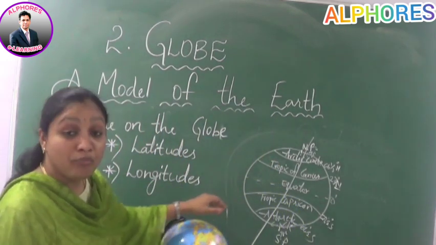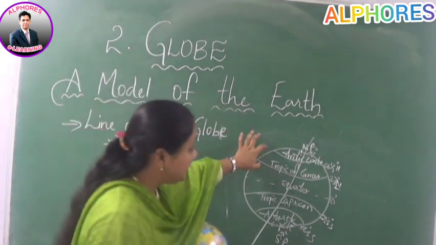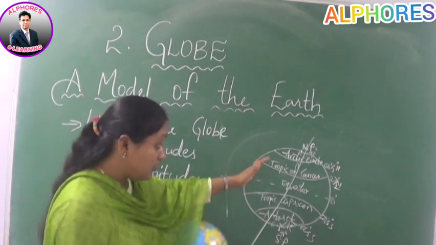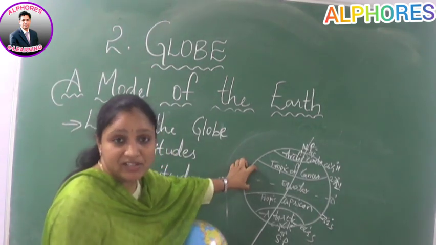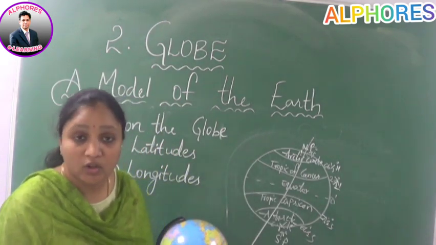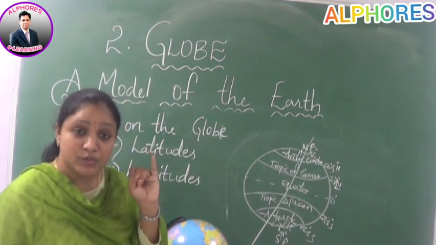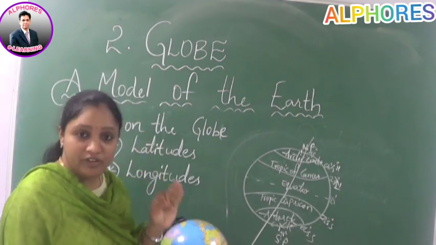So these are the important lines of latitudes. With the help of these lines, we can know so many things. These lines help us to know the heat zones of the earth. There are 3 different heat zones of the earth: the torrid zone, the temperate zone, and the freeze zone.